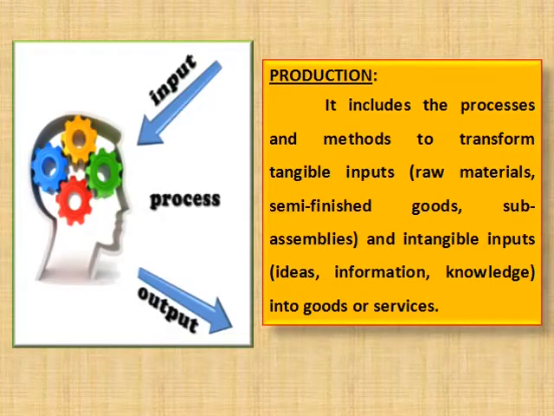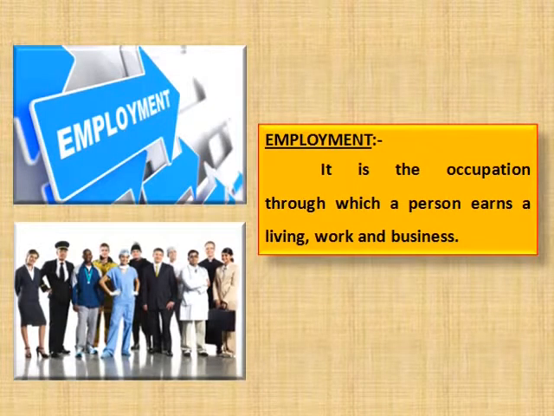Children, first we have to know what is production. It includes the processes and methods to transform tangible inputs. What are tangible inputs? Raw materials, semi-finished goods, sub-assemblies. And intangible inputs. What are intangible inputs? Ideas, information, knowledge into goods or services. Next, what is employment? It is the occupation through which a person earns a living, work and business.